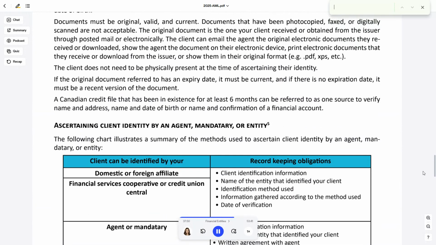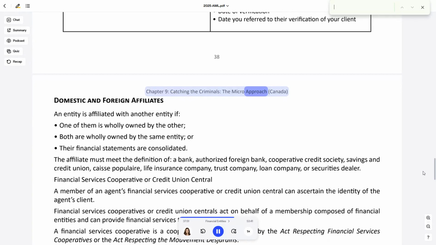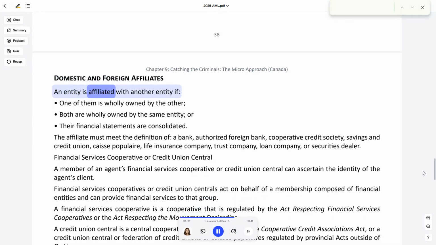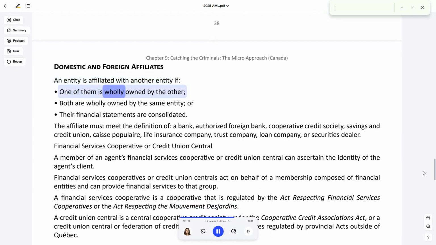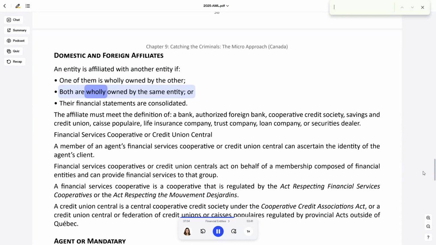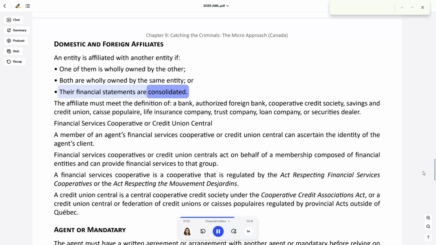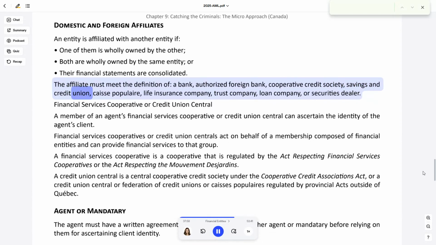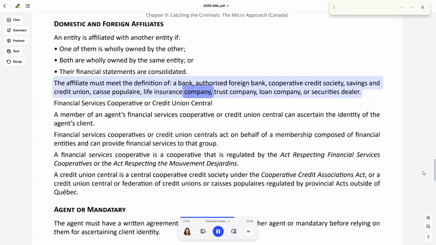38. Chapter 9. Catching the Criminals, the Micro Approach Canada. Domestic and foreign affiliates. An entity is affiliated with another entity if one of them is wholly owned by the other, both are wholly owned by the same entity, or their financial statements are consolidated. The affiliate must meet the definition of a bank, authorized foreign bank, cooperative credit society, savings and credit union, caisse populaire, life insurance company, trust company, loan company, or securities dealer.